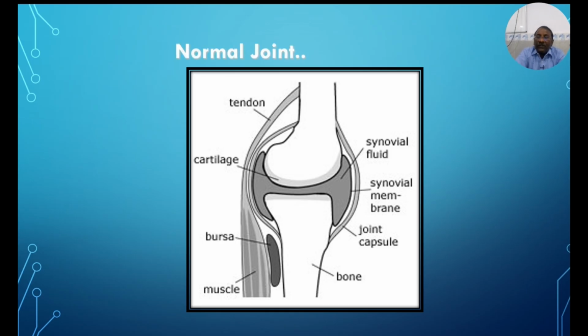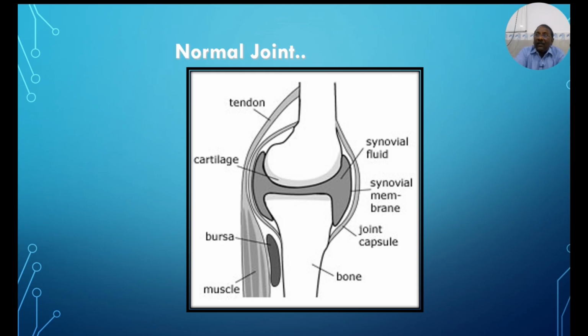So this is the picture of any normal joint. These are the organs involved here. You are familiar with the cartilage at the end of these long bones, and then you have the synovial fluid surrounded by the synovial membrane, and then there is a joint capsule, and on top of it there are the tendons. And the bursa between your muscle and your bone, and then the cartilage. So these are the important organs in a joint.